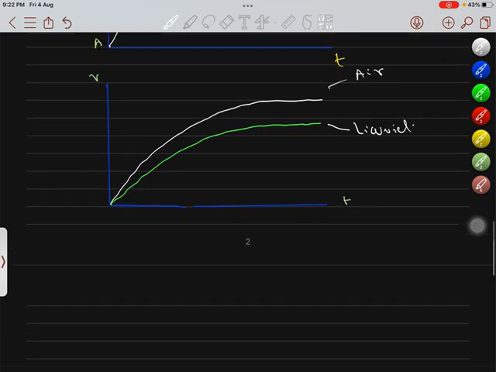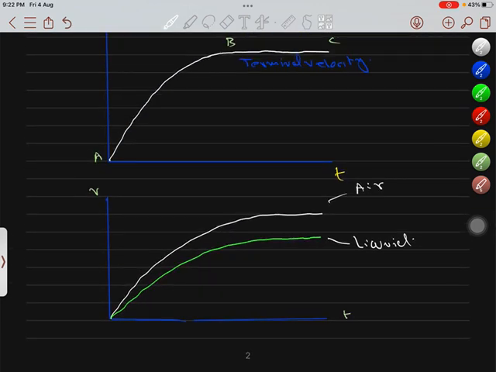So I hope you understand the terminal velocity. Later we will be discussing the motion of the parachutist. Take care.